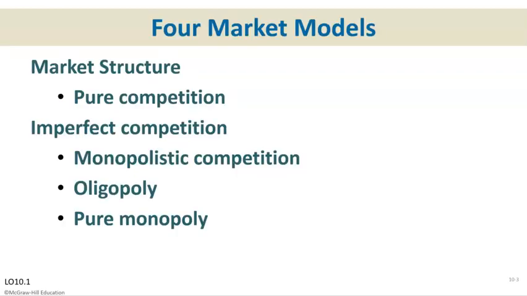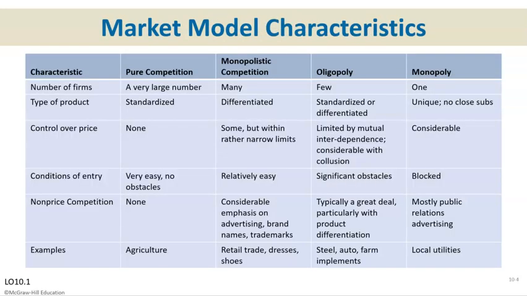Here's the 4 types of industries we'll be looking at. The first is pure competition, and then we have 3 more that we call imperfect competition. So monopolistic competition, oligopoly, and pure monopoly. Here is an overview of each type.